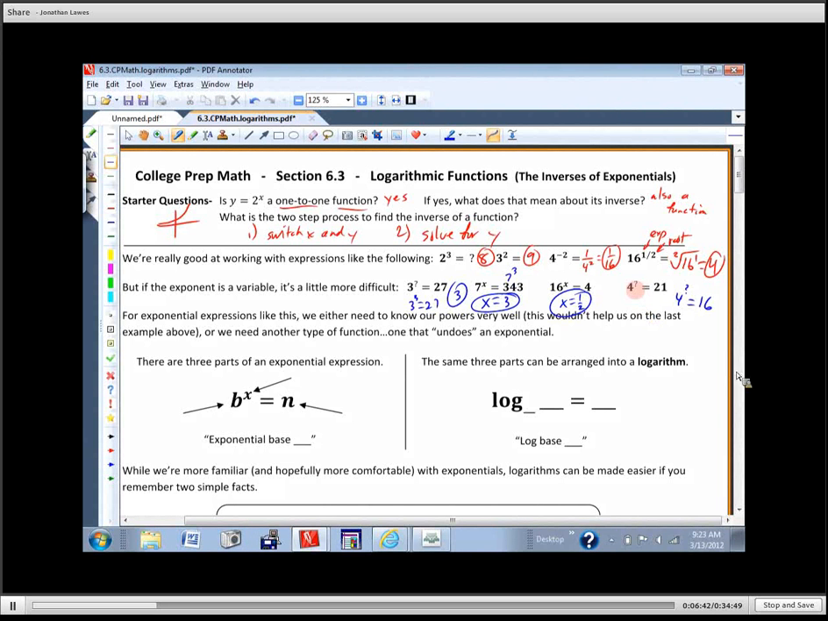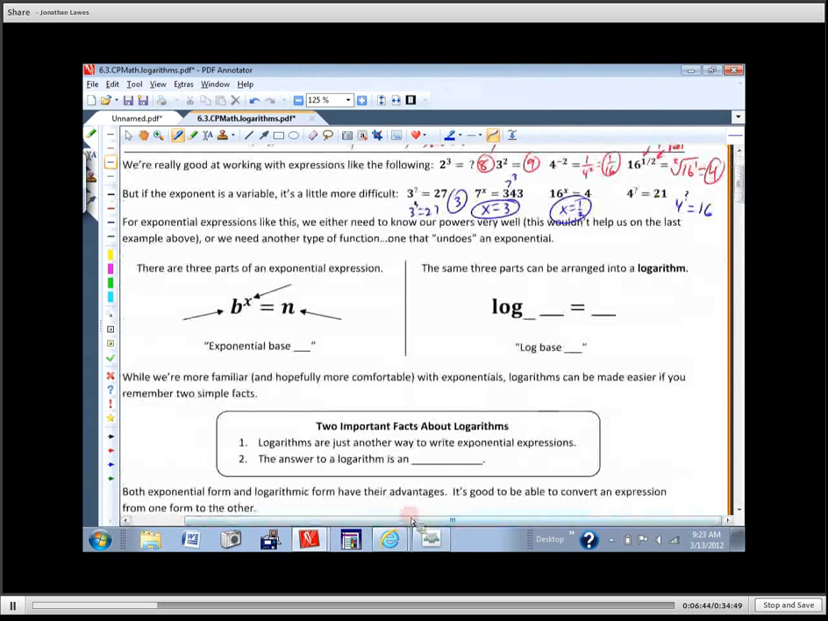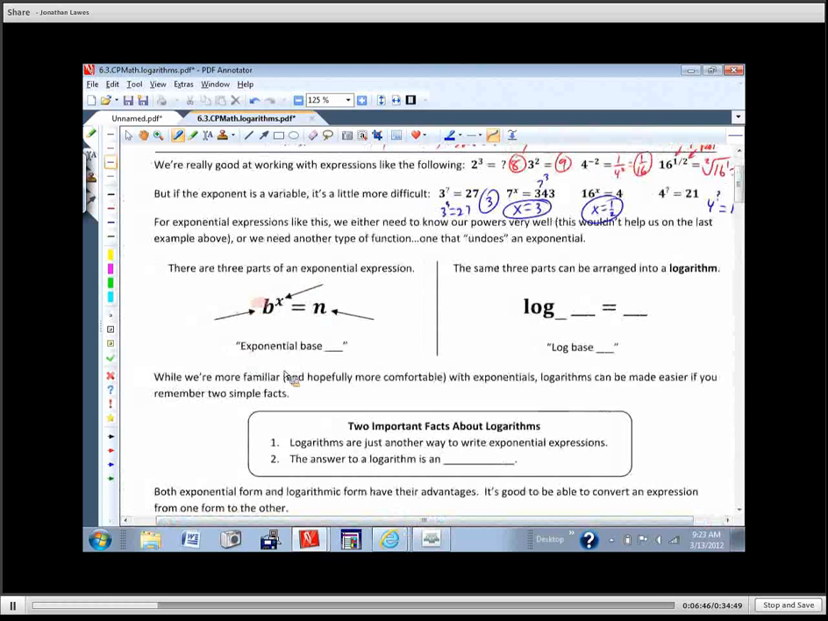So for that, we're going to turn our attention to the relationship between exponentials and what we call logarithms. Let's take a look at the exponentials, something that you're really familiar with. There are 3 parts to an exponential, so let's make sure we're clear what they are. That's called the base. That's called the exponent. And for lack of a better word, let's just call that the number, the answer.